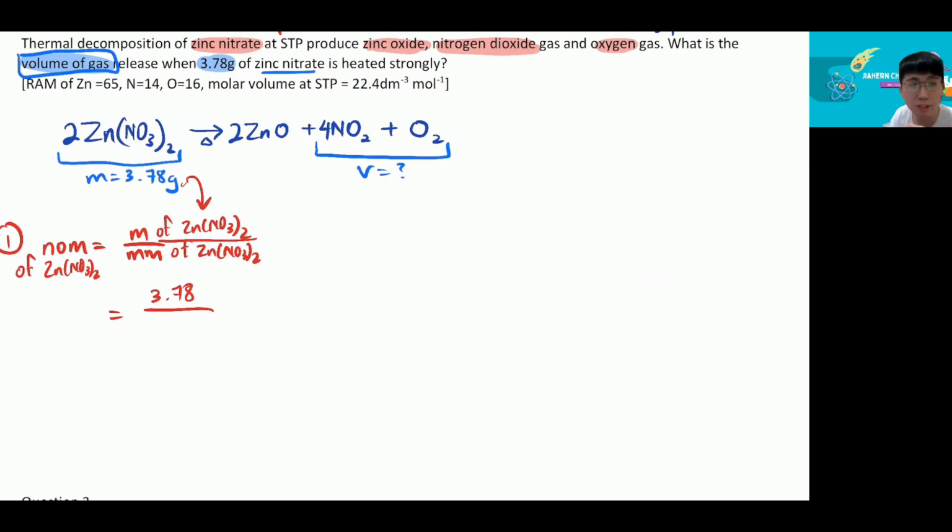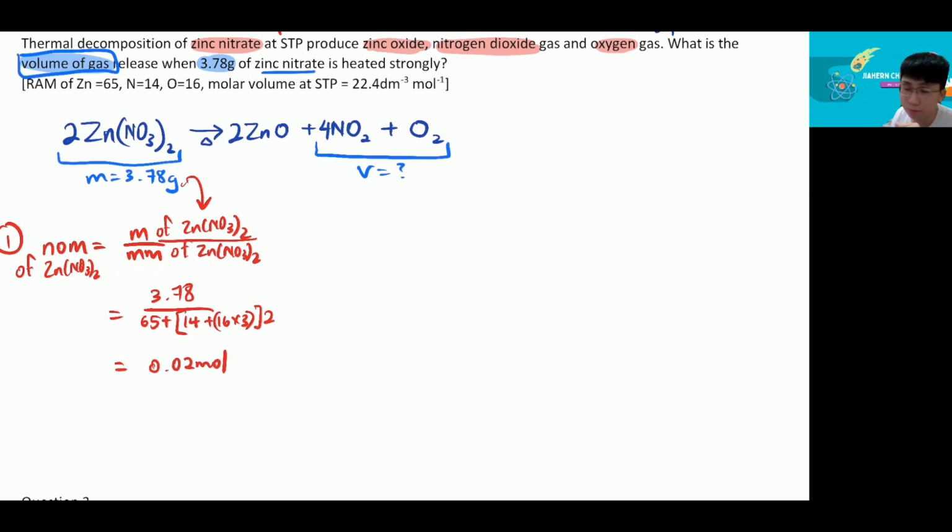Do you see? I told you molar mass should be given by the question, right? The question gave you zinc is 65, N is 14, O is 16. You're going to do your normal maths and add them together. So the molar mass for zinc nitrate will be 65 plus N is 14, plus O3, so 16 times 3 in a bracket. But because it's NO3 with bracket 2, I'm going to put a square bracket times 2. Now use a calculator, and the answer should be 0.02 mole. So this 0.02 mole is the number of mole of zinc nitrate.